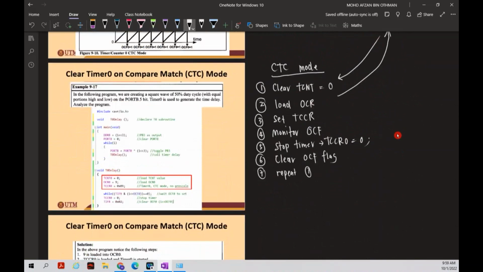Next class, we're going to look at examples. Any question up until here? Ada soalan tak?